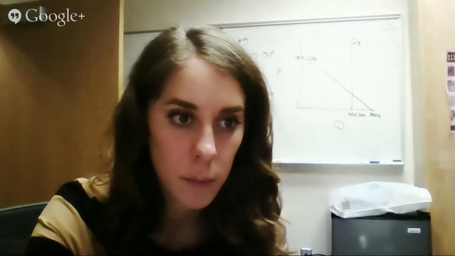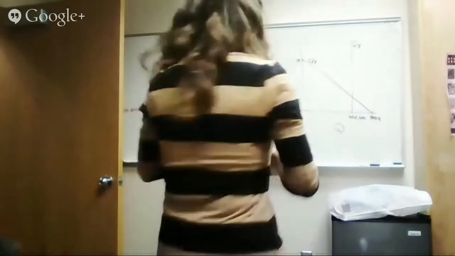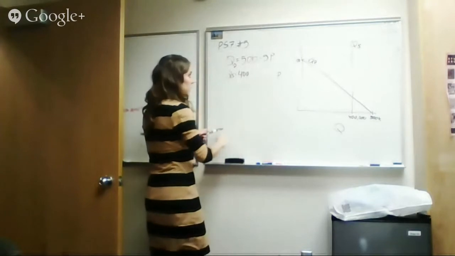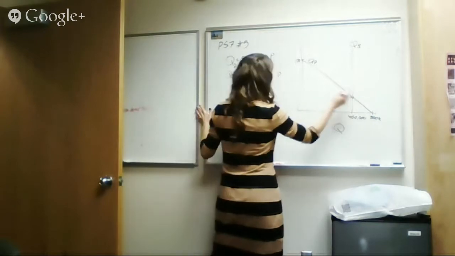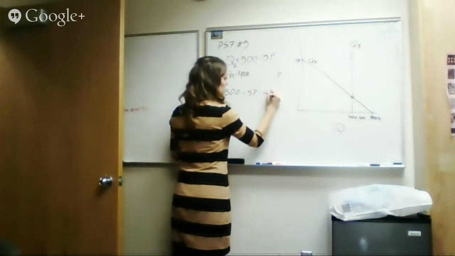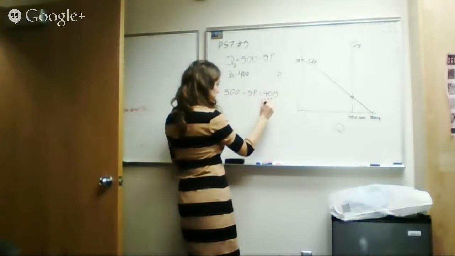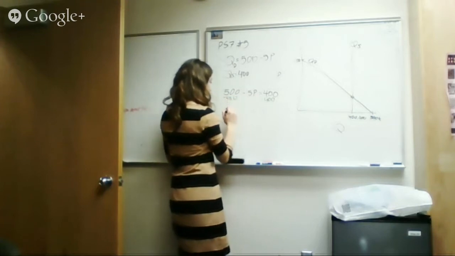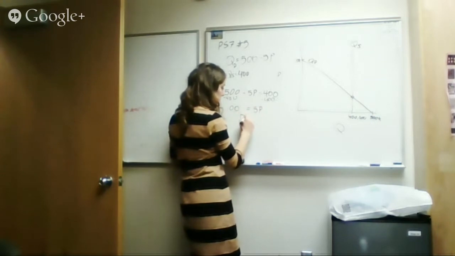What else is in this problem? Okay, so there's apparently a second part to part A. What is the equilibrium price and quantity before the subsidy? Okay, so to get the equilibrium price and quantity, we just set the two equal to each other, like we usually do. So 500 minus 5P equals 400. I'm going to subtract 400 on both sides, add 5P on both sides, so we get 5P equals 100, or P equals 20.